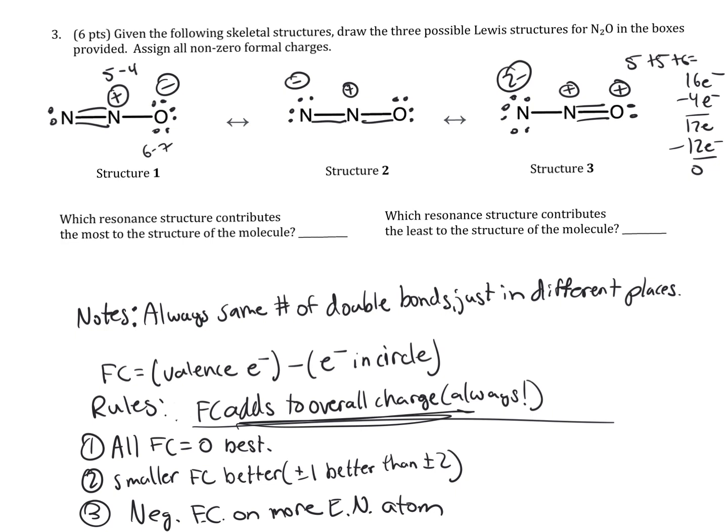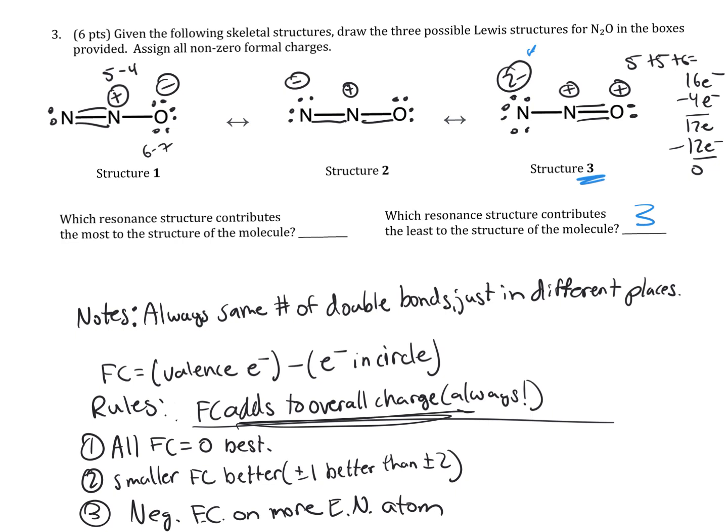Then which resonance structure contributes the most to the structure of the molecule? We'll go through our rules here. All formal charge equals 0 is best. Unfortunately, we don't have that here. Next, smaller formal charge is better. Plus or minus 1 is better than plus or minus 2. So in this case, that will basically rule out our structure 3 over here. That has this minus 2 formal charge and 2 plus charges. So that's going to be worse than 1 and 2. So that's going to contribute the least.